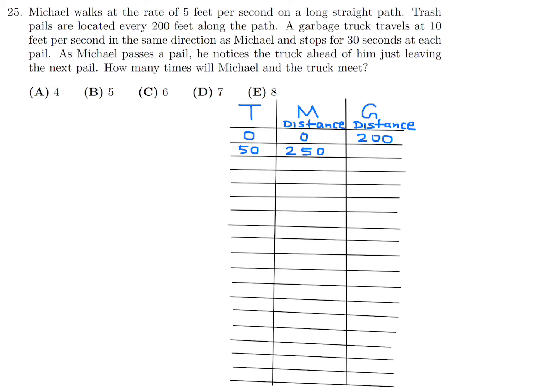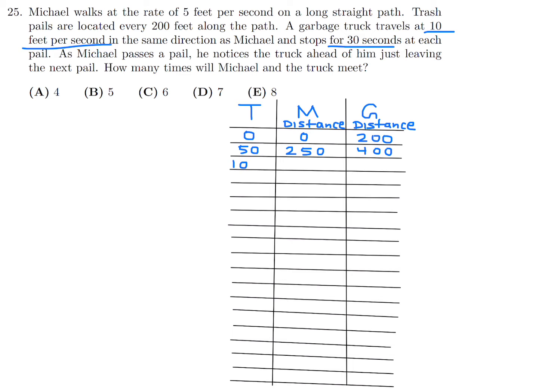But the garbage truck travels and stops for 30 seconds, all right? So for the first 20 seconds, it travels at a rate of 10 feet per second. So 20 seconds, 10 feet per second, that's 200. So it was at 200, travels 200, so it's now at 400. Then it stops for 30 seconds and remains there. So that's why for this full 50 seconds, it's still going to be here. So that's a little bit tricky. Not super tricky, but you just have to think about that.